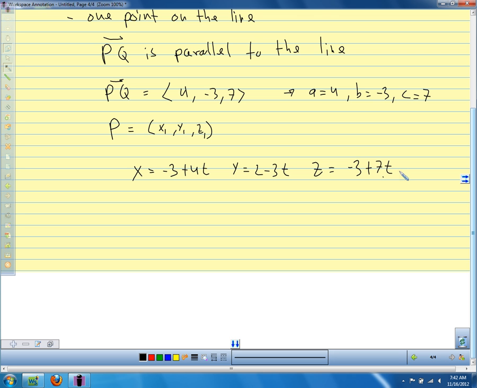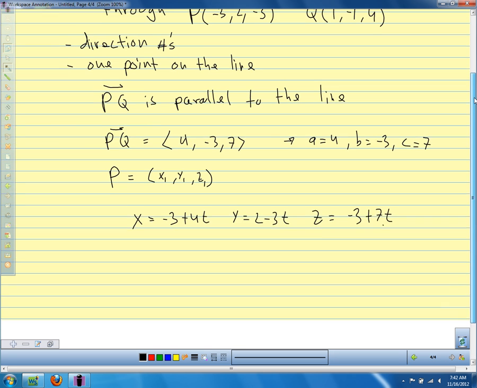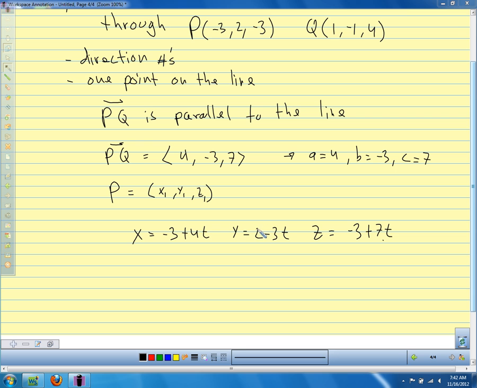We could have chosen Q for our initial point, and we would get a slightly different expression for our line. It would still be parametric equations for our line. So just like we talked about before with parametric equations, the parametric equations for a line are not unique. So questions on that? Finding our equations for a line, generally pretty easy.